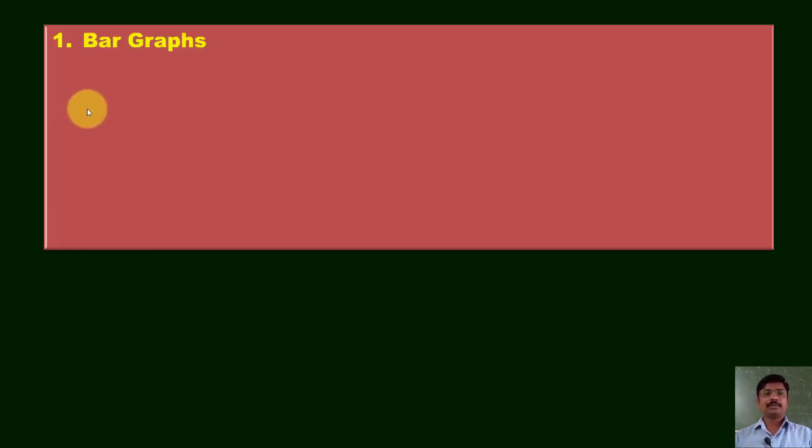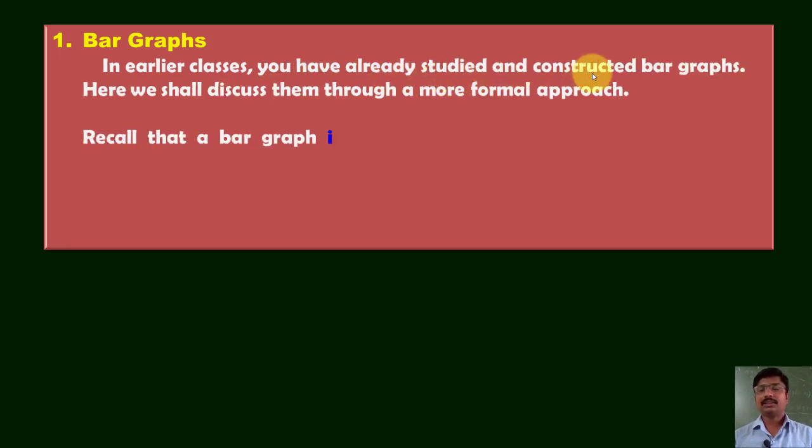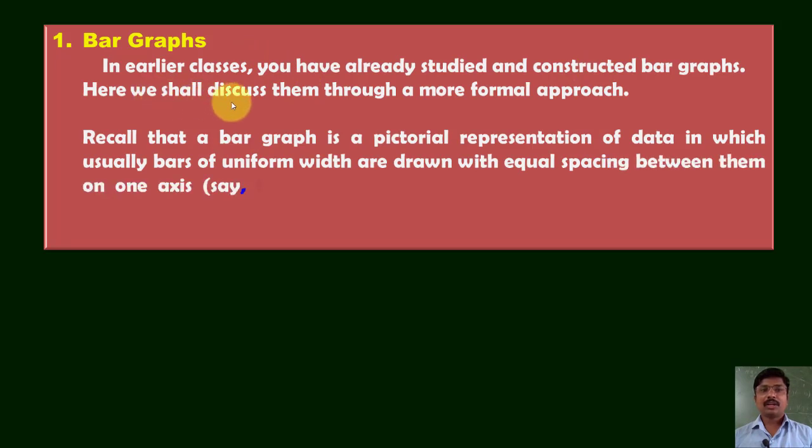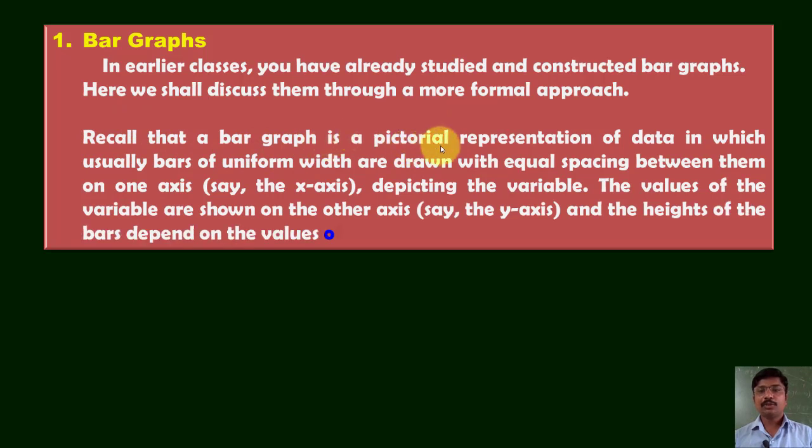What do you mean by bar graphs? In earlier classes, we have already studied and constructed bar graphs. Here we shall discuss them through a more formal approach. Recall that a bar graph is a pictorial representation of data in which usually bars of uniform width are drawn with equal spacing between them. On one axis, say the x-axis, the variable is depicted. The values of the variable are shown on the other axis, that is the y-axis, and the heights of the bars depend on the values of the variable.